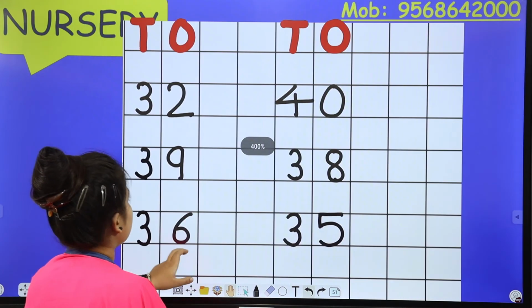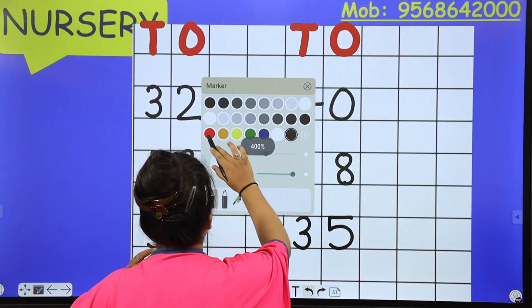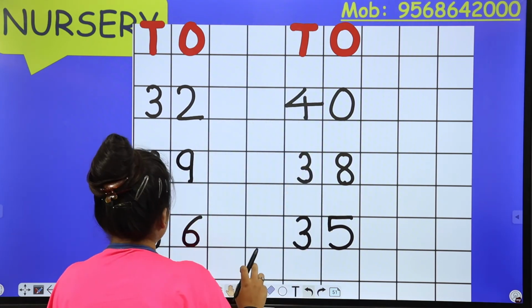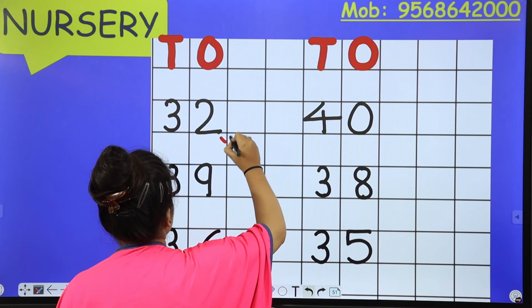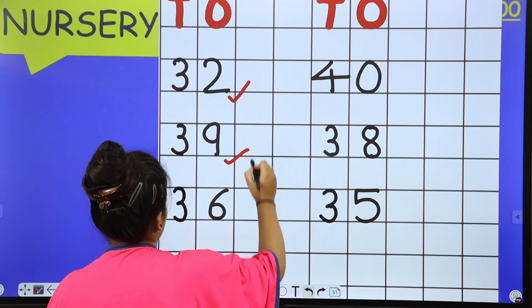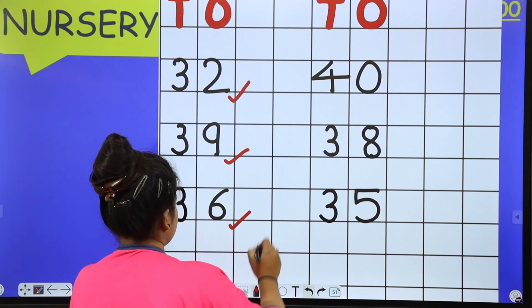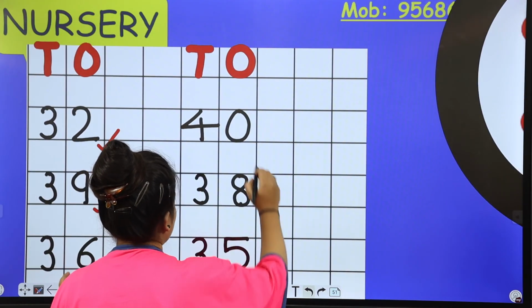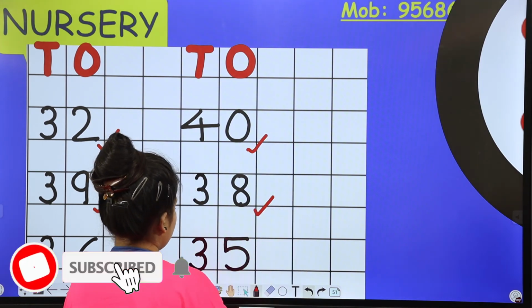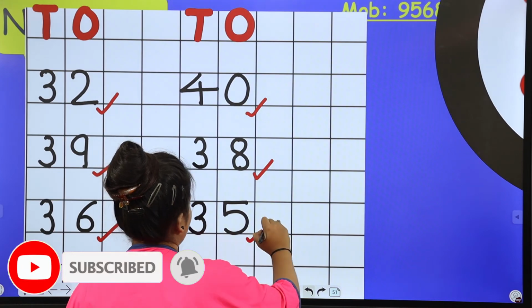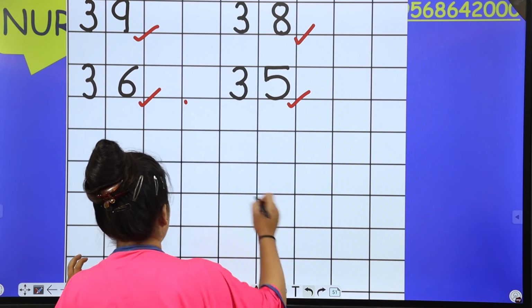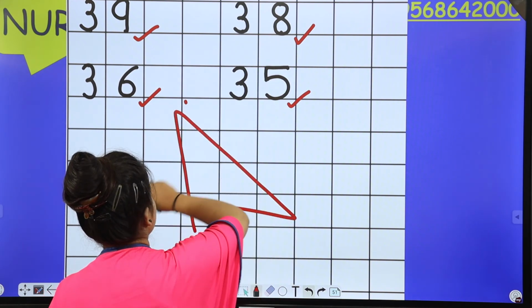So check if you are correct, and if you are incorrect, make it right. First number was 3, 2, 32. Look for the formations, please. 3, 9, 39. 3, 6, 36. 4, 0, 40. 3, 8, 38. And the last number is 3, 5, 35. And if all of them are correct, give a big star to yourself.